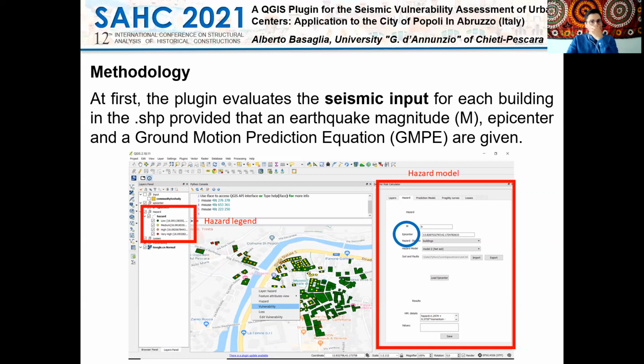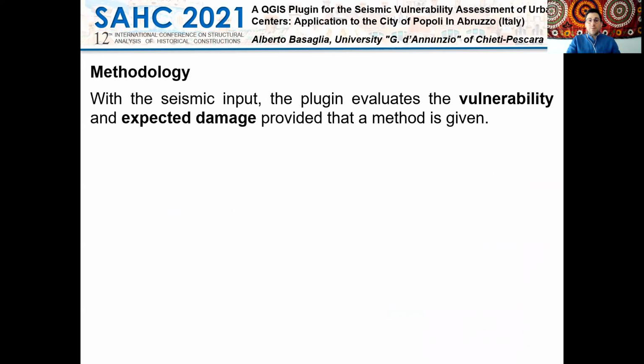Then the plugin uses a ground motion prediction equation to calculate the intensity from the epicenter to the location of each building. A GMPE is included in the plugin, but it can be updated by the user if needed. With the seismic input for each building, the plugin evaluates the vulnerability and expected damage, provided that the method to calculate this is given.